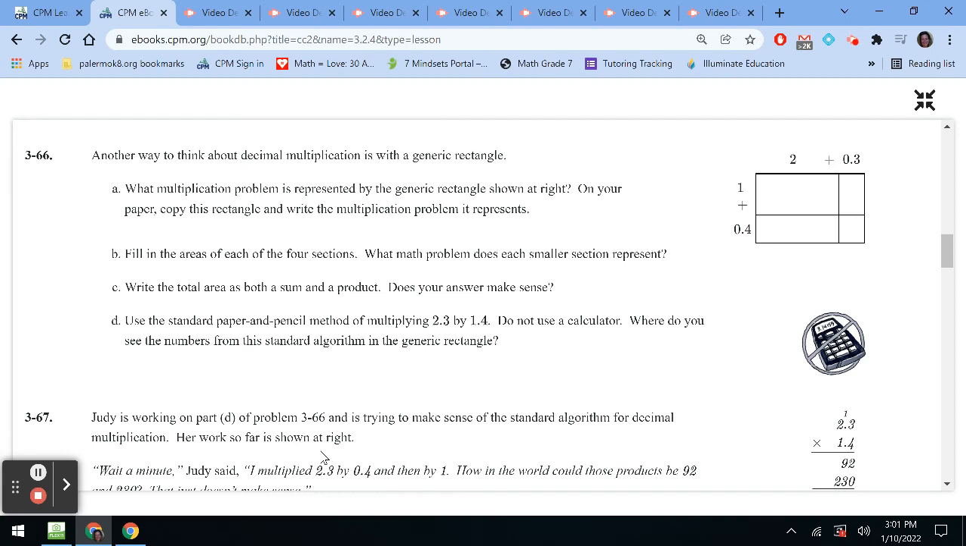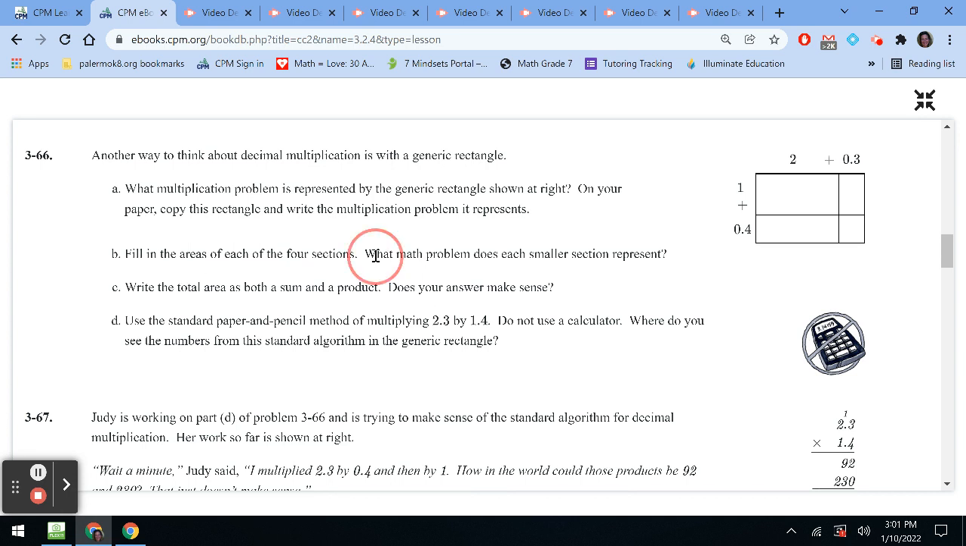So for Bravo, it says, oh, by the way, also for Alpha on your paper, copy this rectangle. I already did that for you and write the multiplication problem it represents. We did that in A. So it says fill in the areas of each of the four sections. What math problem does each smaller section represent?